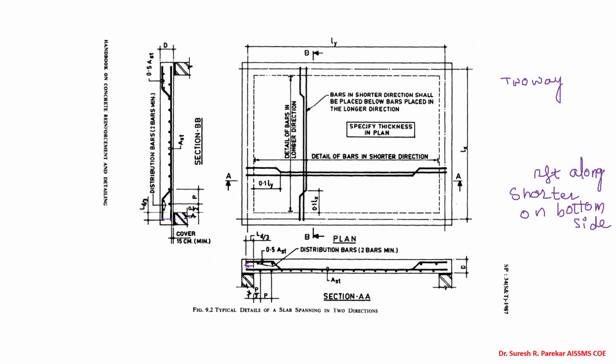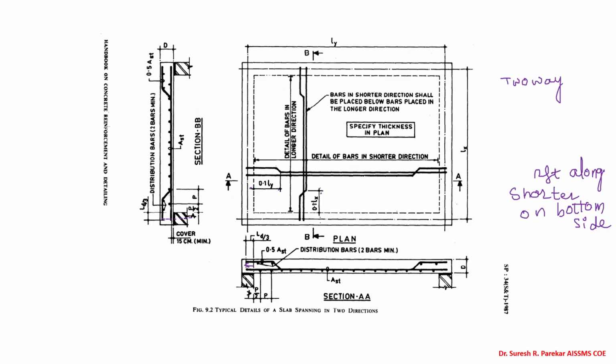So we should know this: only 50% we can curtail or bend, and 50% we are going to keep inside the support. So curtailment or bent up is only 50%. You can see along the Y direction we have 0.1 Ly, and along the X direction we have 0.1 Lx, from where we are going to bend it. That you have to keep in mind. In the slab we are going to bend the bars at 0.1 L from both.